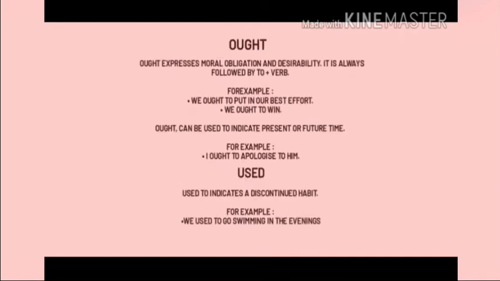Next, ought expresses moral obligation and desirability. It is always followed by to plus verb. For example, we ought to put in our best effort. We ought to win. It can be used to indicate present or future time. For example, I ought to apologize to him. Next, used to. For example, we used to go swim in the evenings.